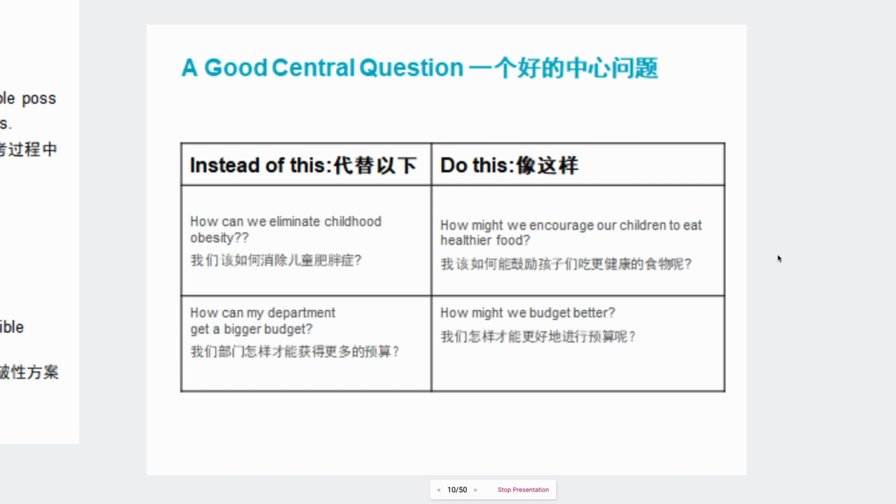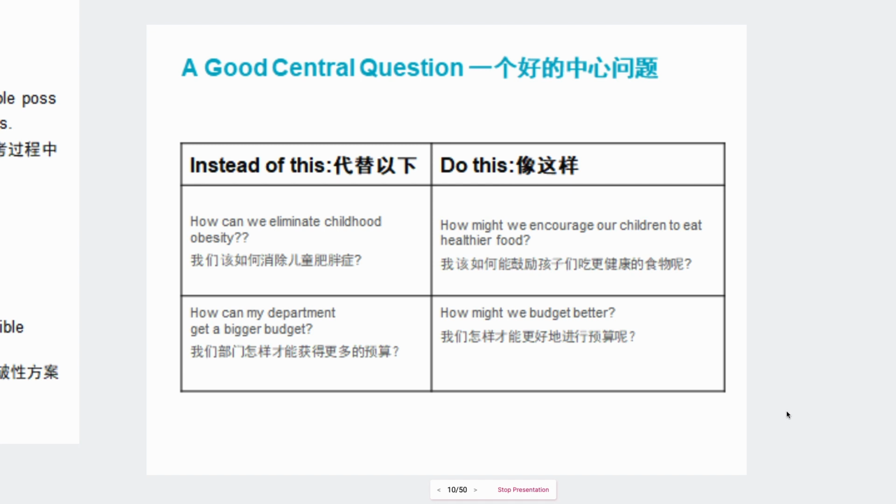Okay. Then the second one, we can see how can my department get a big budget? And then this one, how might we budget better? What is the difference? Anyone can share? I think the second one is a bit simpler, a bit more positive and inspiring. Saying how might we budget better is looking towards ourselves, what can we do for improvement? Where the first one's kind of saying, how can other people help us? How can my department get a bigger budget from elsewhere?